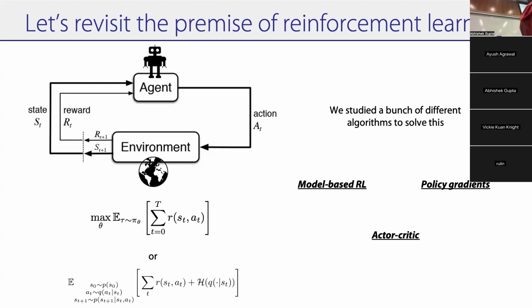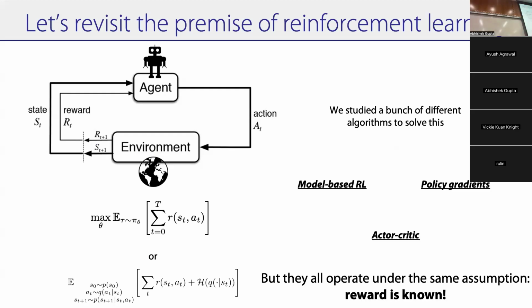And it's not given to you. You often have to find a way to specify it. And so all these methods operate under the assumption that the reward is known, but it's usually not known, and we have to find a way to generate it.